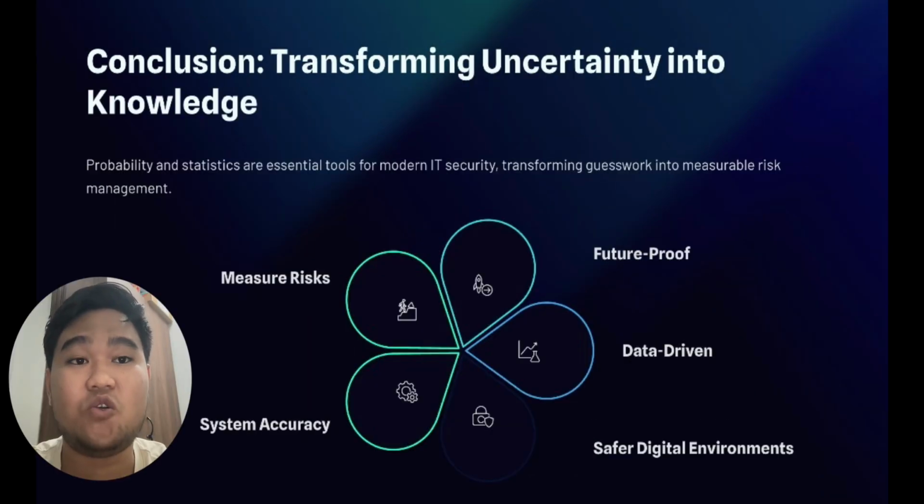And lastly, the conclusion: transforming uncertainty into knowledge. Probability and statistics are essential tools for modern IT security, transforming guesswork into measurable risk management. So we can measure risks for a better future, for a data-driven and safer decision environment, and mostly for system accuracy. That's all from me.